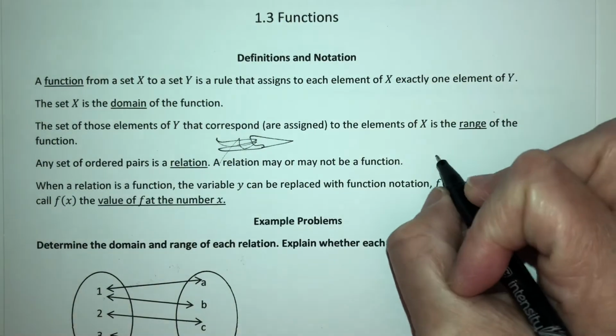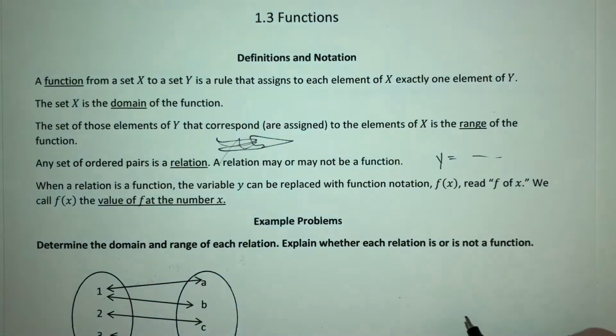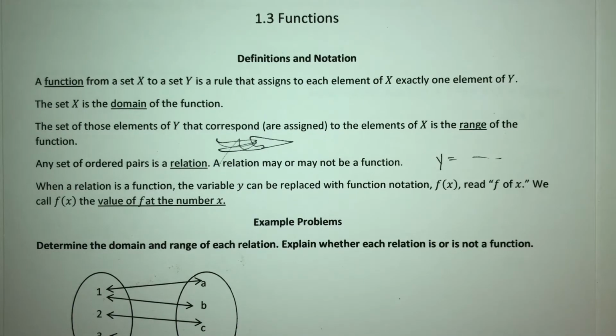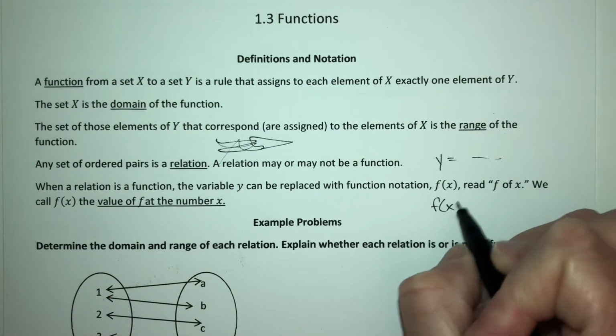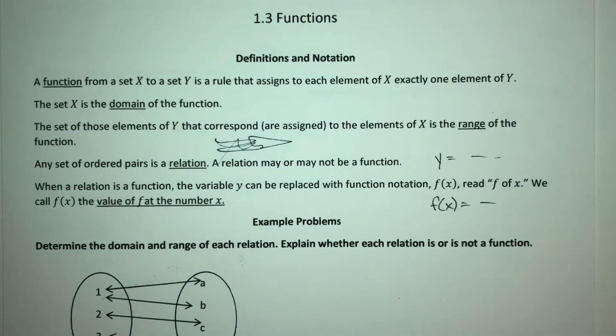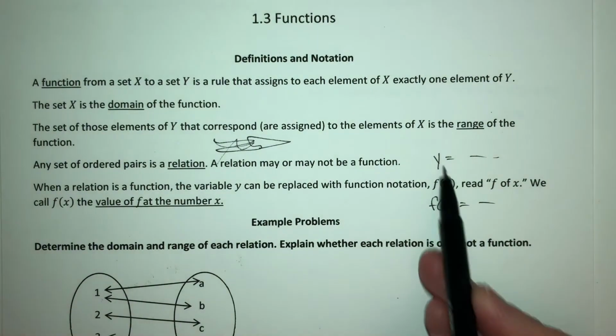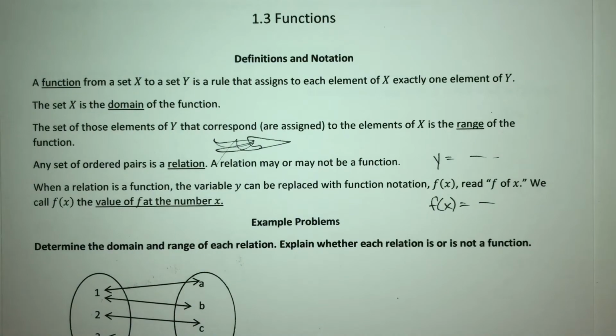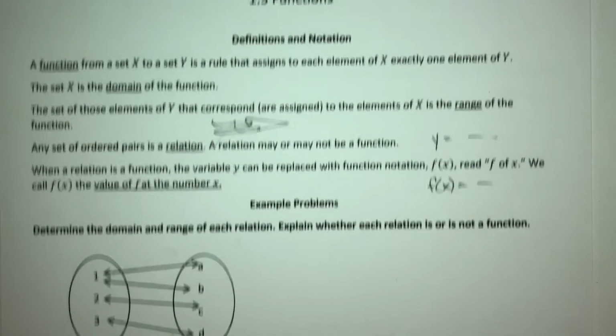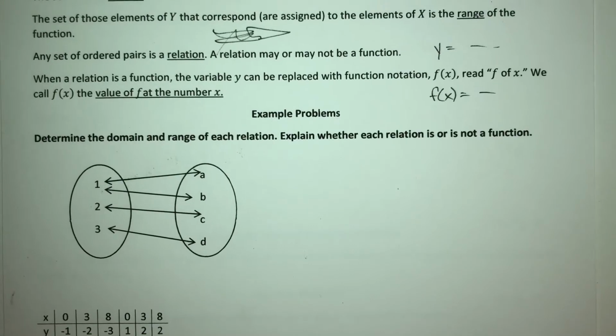So if you see y equals something, it's definitely a relation. It might be a function. It might not be. But if you see f of x equals something, you definitely have a function. So it's like y, but it means more than y. It just gives you a little bit more information. Okay, so let's look at some example problems.